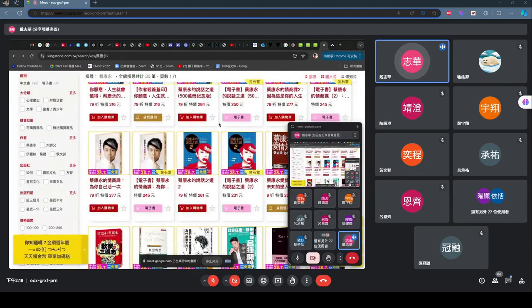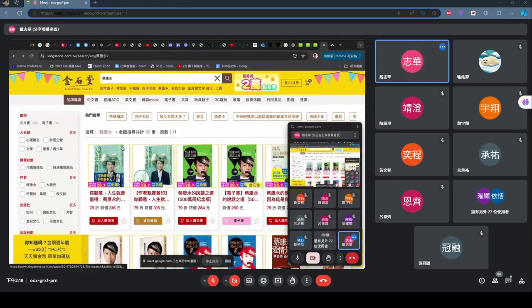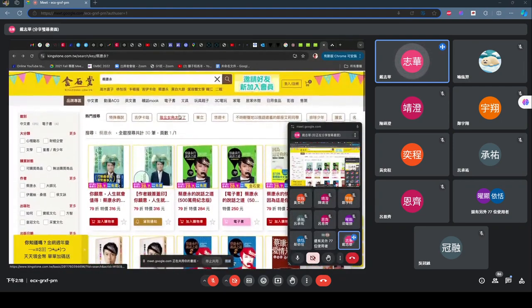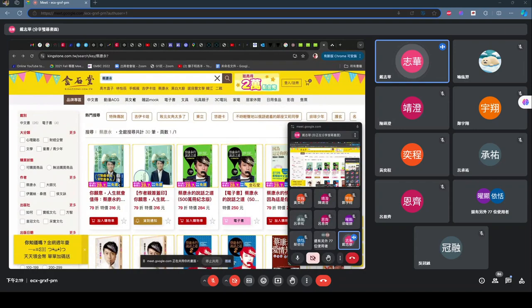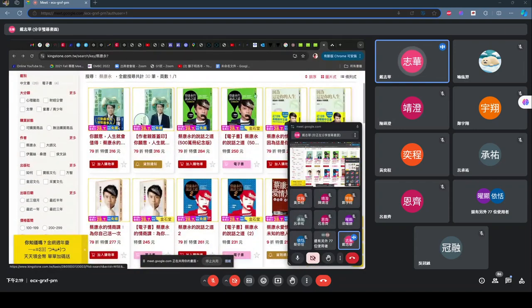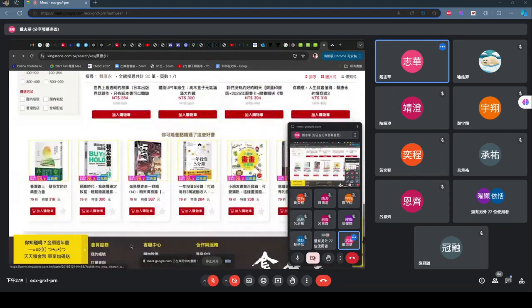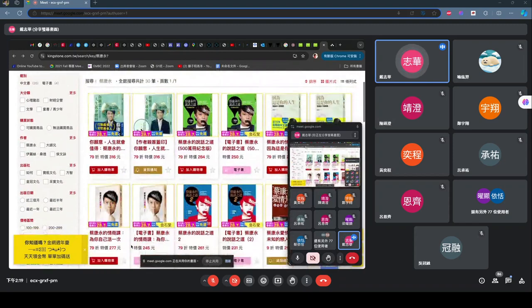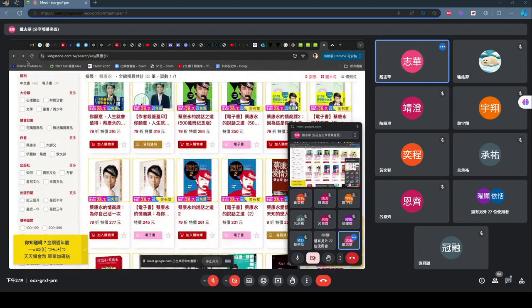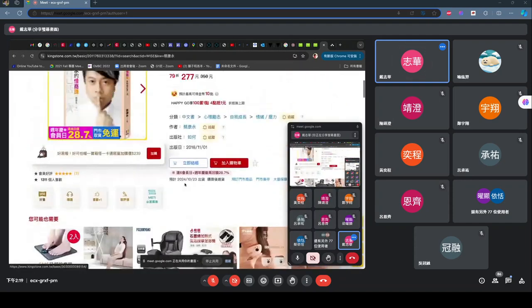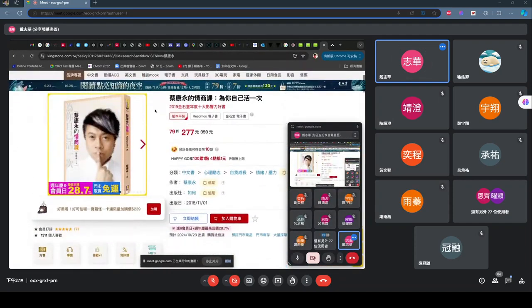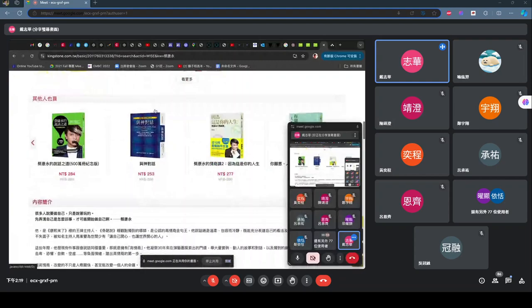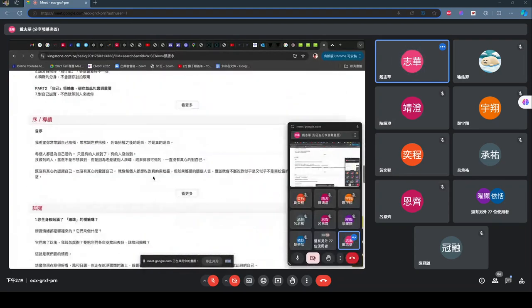And this is another bookstore, Kingstone. And we could see, okay, I search the name of the person and all this information comes out. And then there is no bundle set provided. Okay, I click this book. And you see, there is no bundle set.